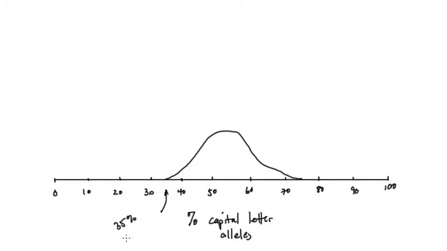35% uppercase letters for the animal with the smallest body to 75% uppercase letters for the animal with the largest body size. Individuals in either extreme would be very rare, and the vast majority of genotypes will have an intermediate number of uppercase letters, averaging around 55%.